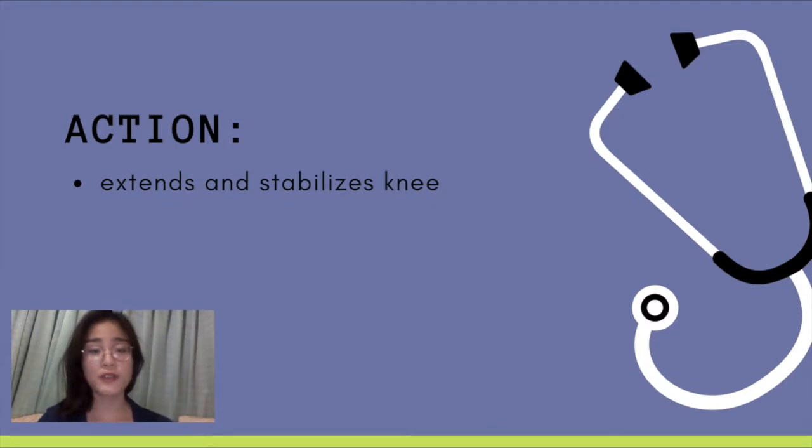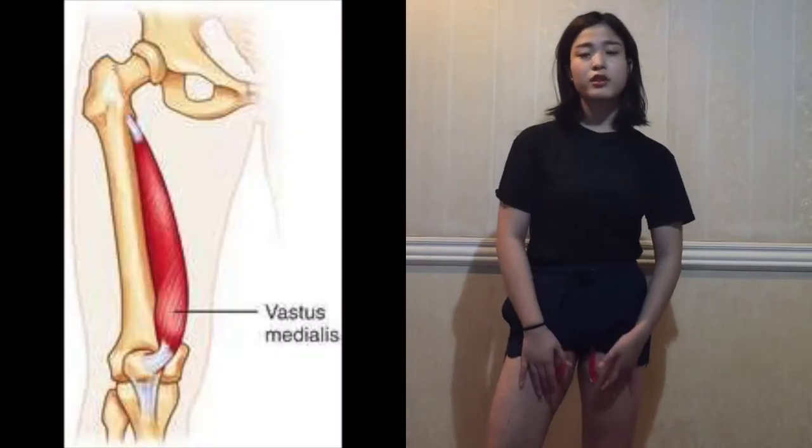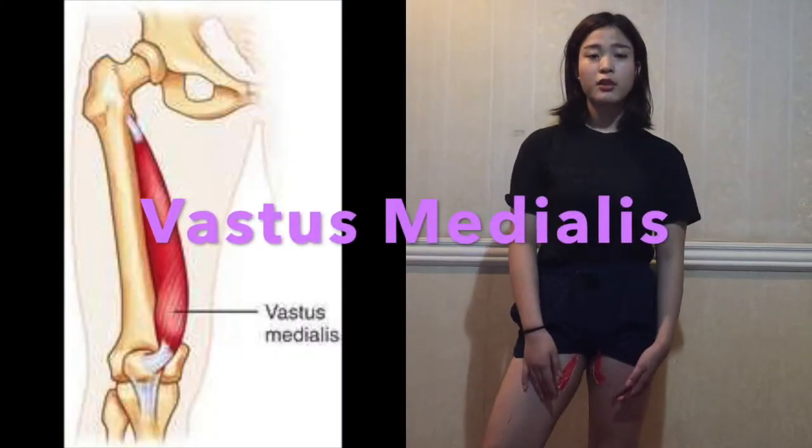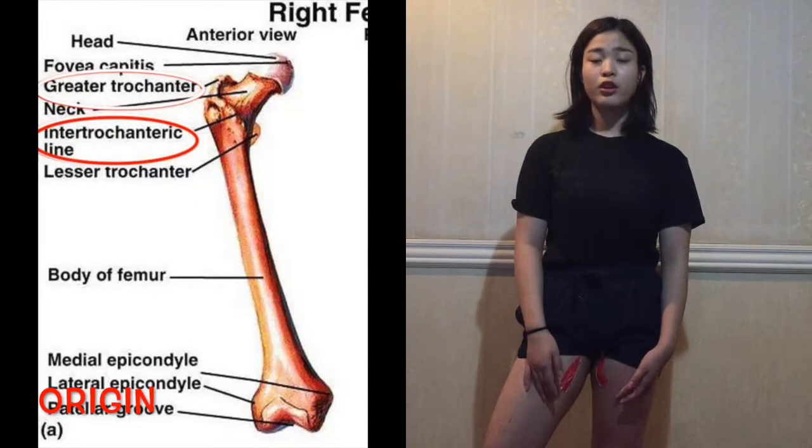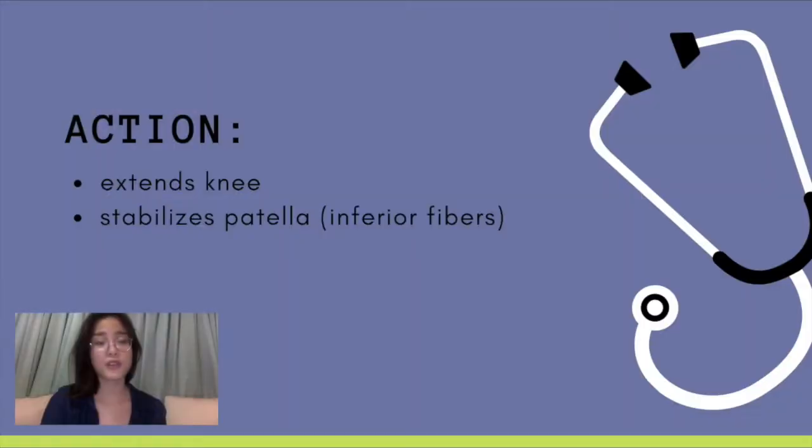So the action for the vastus lateralis, it extends and stabilizes the knee. This portion of the muscle is called the vastus medialis, and the origins are the linea aspera and intertrochanteric line. The action for the vastus medialis, it extends the knee and stabilizes the patella, specifically the inferior fibers.